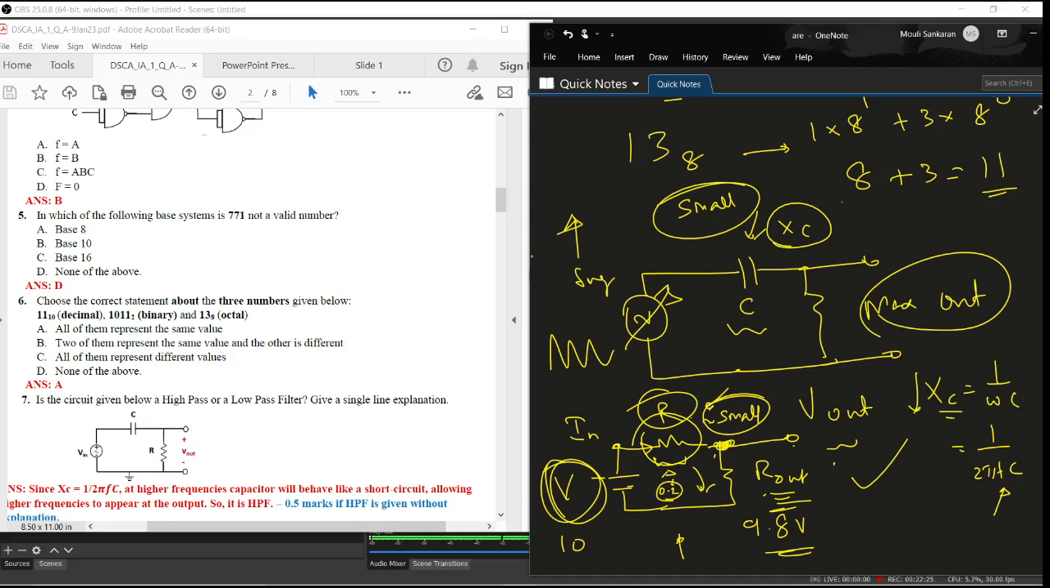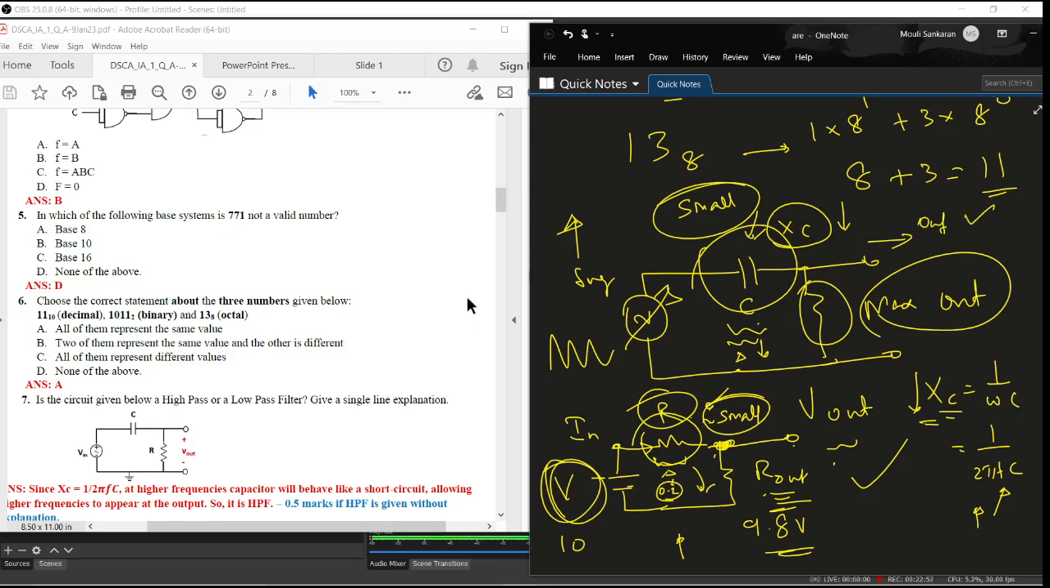Now, if XC goes down, the voltage across this will be small and the maximum drop will be coming across the output resistor, right? So, if my input is of higher frequency, the frequency value is high, then XC is going to be small, then the voltage across this will be small, some delta, and the maximum output will come here. So this is the output. That means at higher frequency, I will get maximum output.